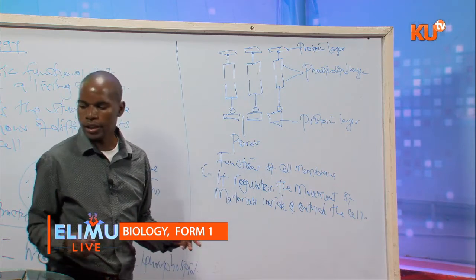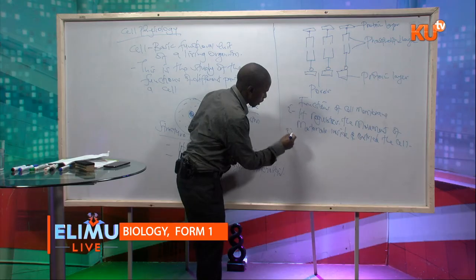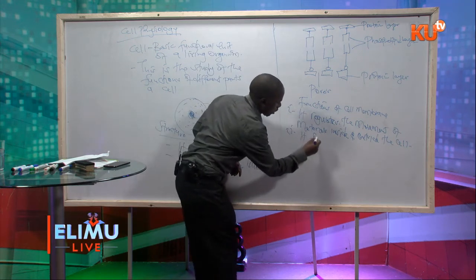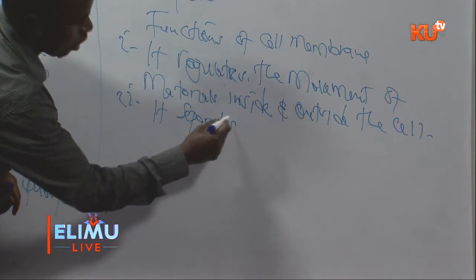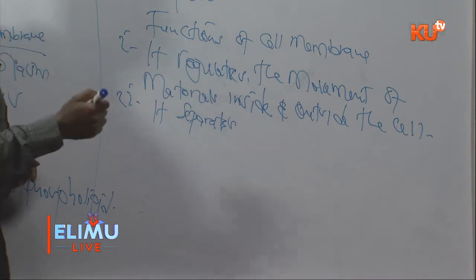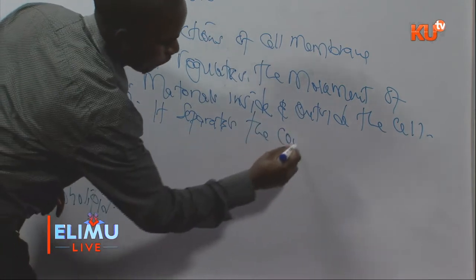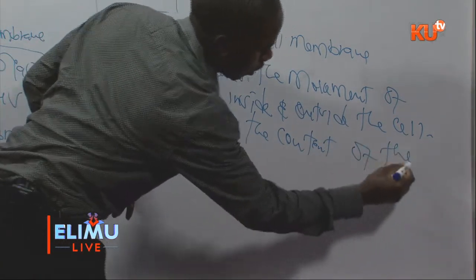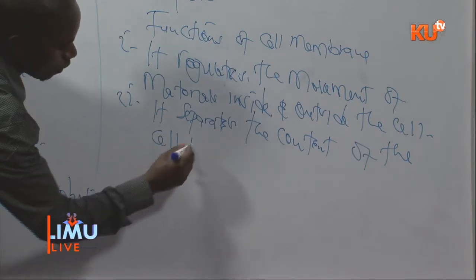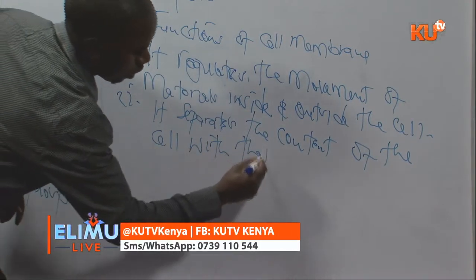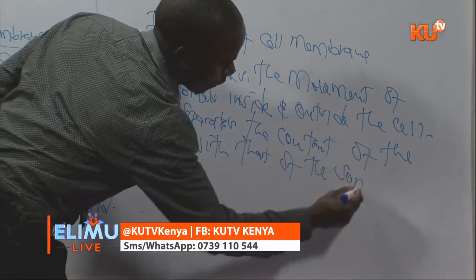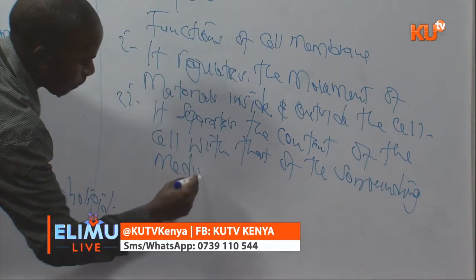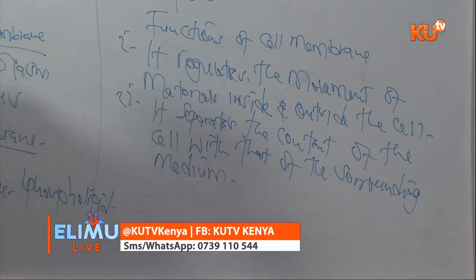Another function of the cell membrane, number two, is separation, or it separates. It separates the content of the cell from that of the surrounding medium.